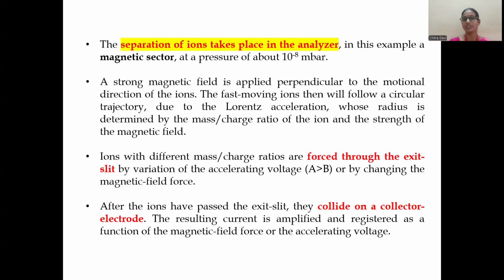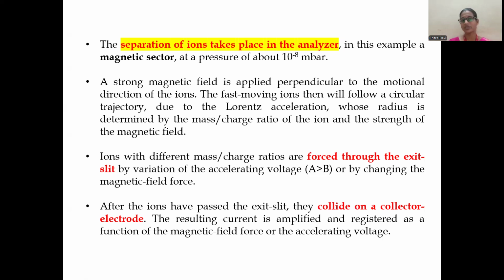The ions with different mass to charge ratios are forced to the exit slit. Because of the magnetic field and the mass to charge ratio of the ions, they reach the detector at different time intervals. Once they reach the detector, a current will be produced, and we can get a chromatogram or a profile.